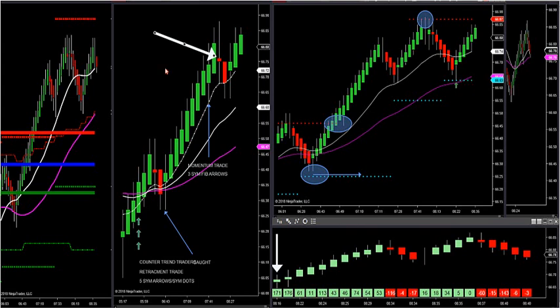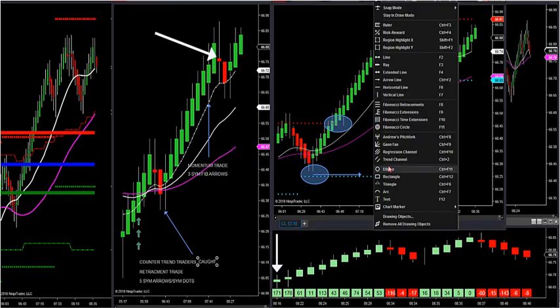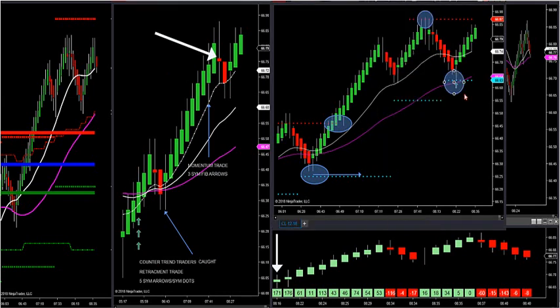Here's a nice entry. There you go. So this is called a counter trend trade. Both of these trades right here, counter trend traders caught. That's a retracement trade. Use a 5 sim arrow and the sim dots to get in. So that's one of the ways we get in the market. It's one of my top setups. That's only one setup we look for, because what happens is we have a momentum trade.